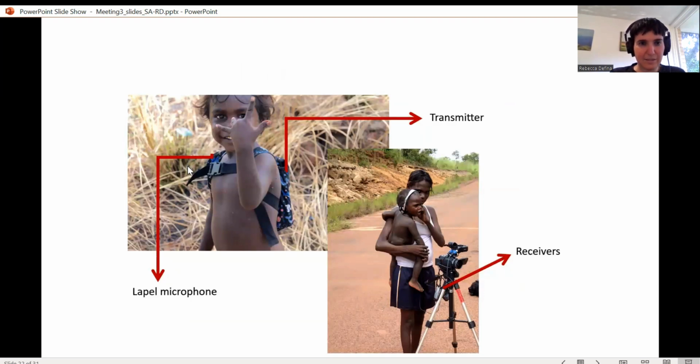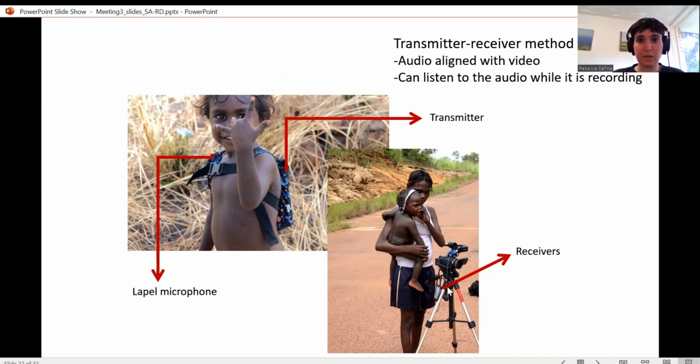And then here you can see it in action. You've got the little lapel microphone close to the child's mouth on one of the straps, and the transmitter is in the back, and it goes to this receiver with the video camera. One great benefit of this kind of setup is that the audio gets automatically aligned with the video, so you've got all streams aligned together, and also you can listen to the audio while you're doing the recording.